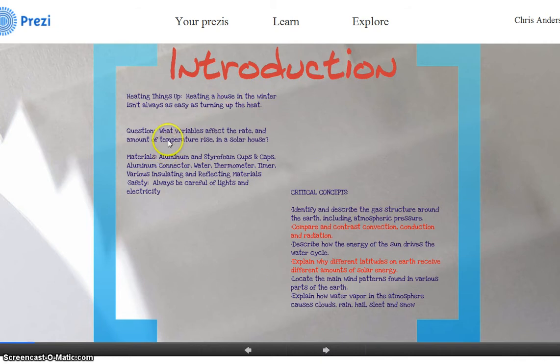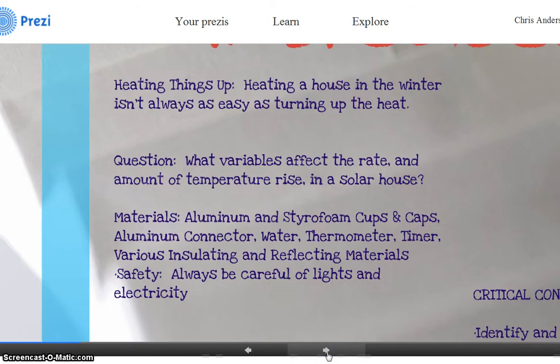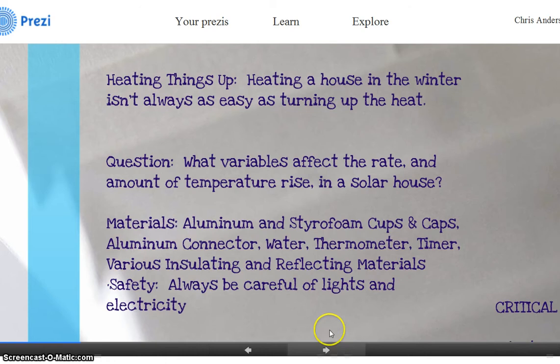We want to include the question that we rewrite in our own words, our hypothesis, why we believe it, and the critical concept. So let's take a look at this lab's initial question. Heating things up had to do, as I said before, with heating a house in the winter isn't always as easy as turning up the heat.